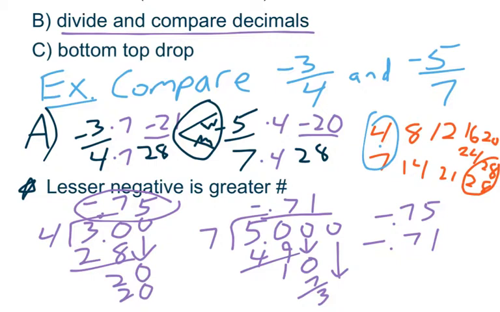And remember, the greater negative is a lesser number, and the lesser negative is the greater number. So just think of that number line. So really, this one's going to be the greater number, or negative 5/7. Because negative 0.71 is less than 75, which means it's closer to 0 on the number line.